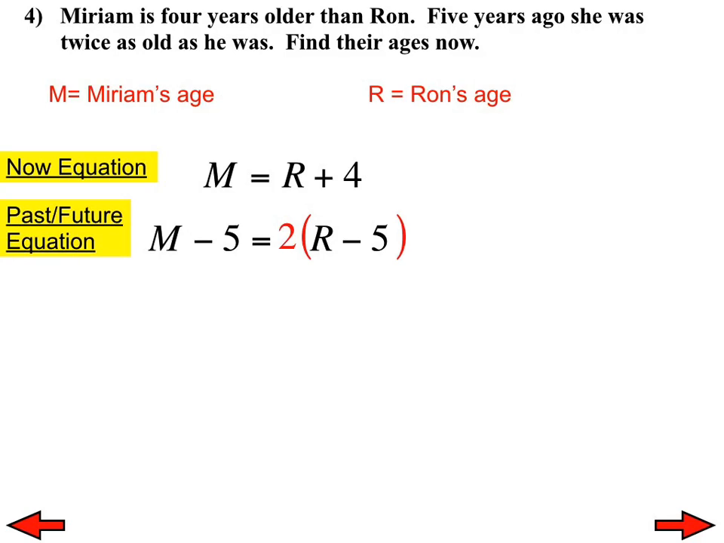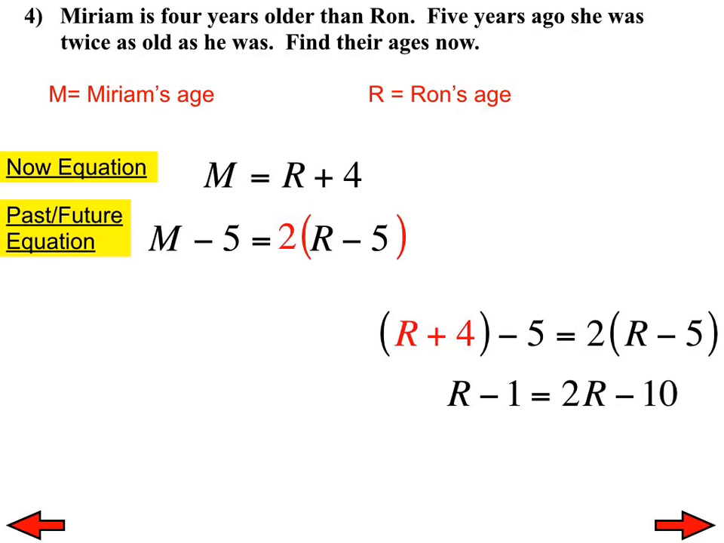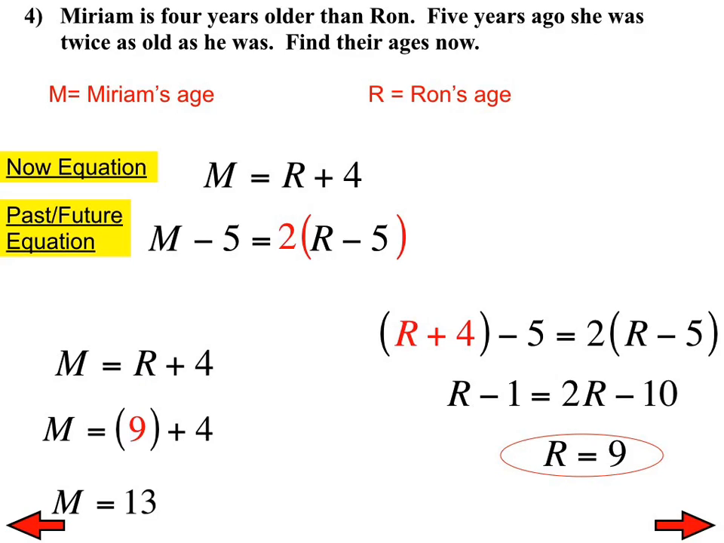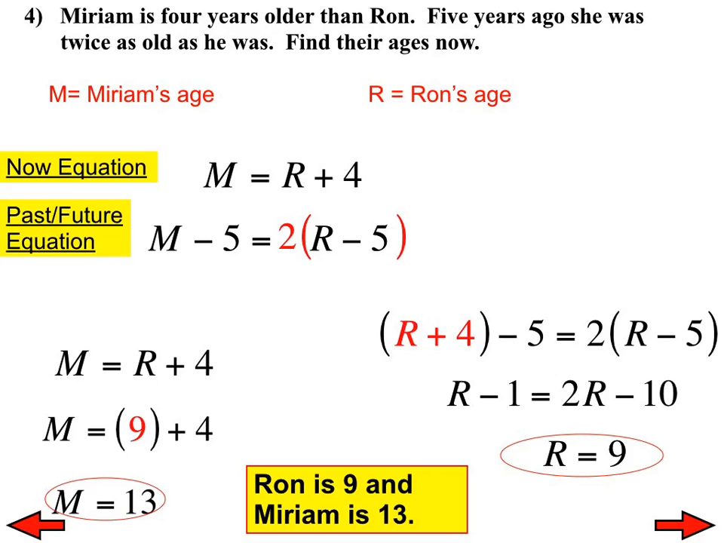That is correct. I'm going to use the substitution method, then combine like terms and distributive property like I've done in every single one. Solve for R, we get R equals 9. And then substitute that back in, and we see that Miriam is 13, as you said. So Ron is 9, Miriam is 13. All right. Number 5, you do it all the way through, please.